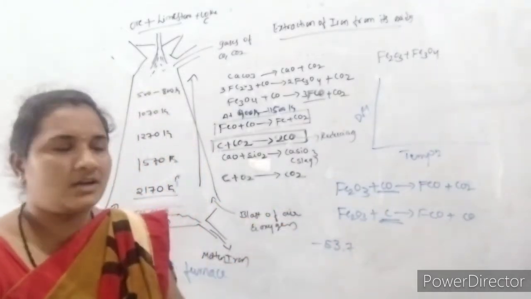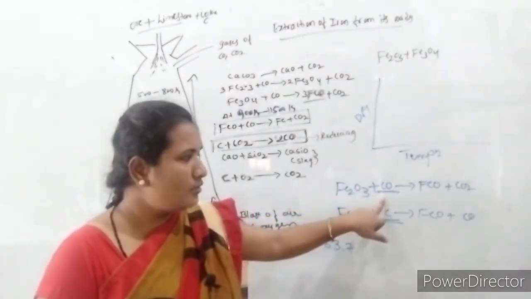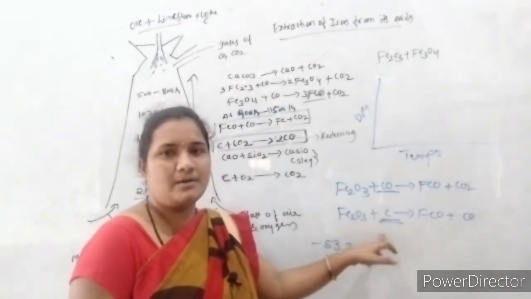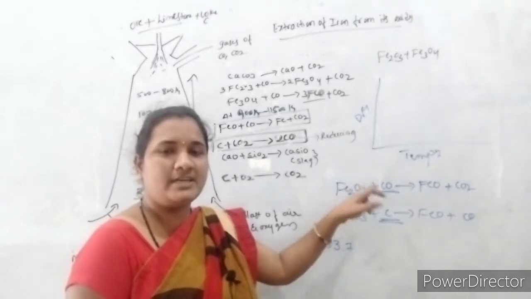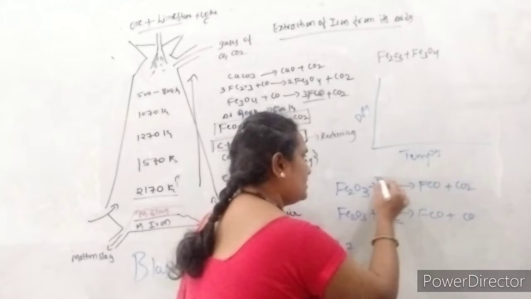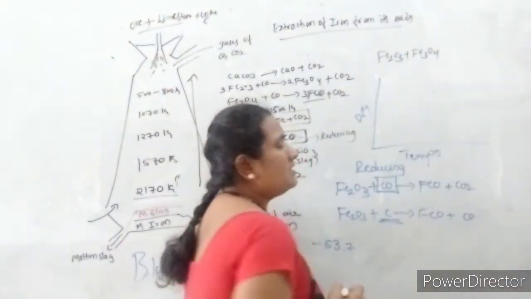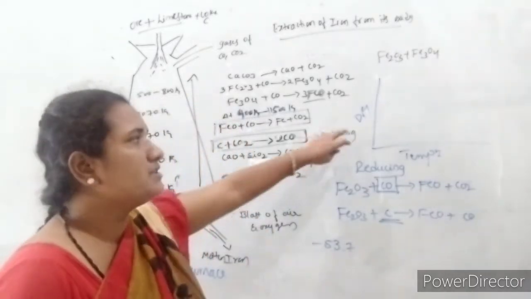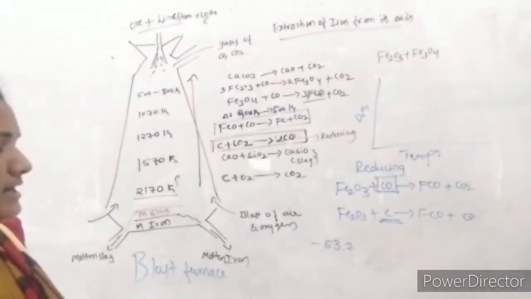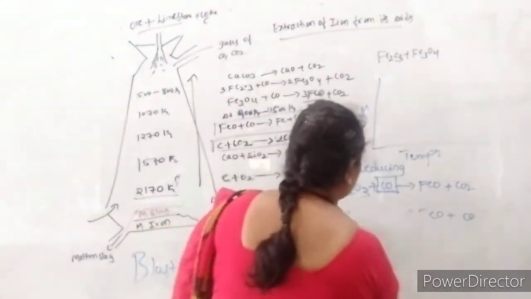ore instead of carbon or coke, because it has a more negative delta G value compared to carbon. That's why carbon monoxide is used as a good reducing agent to reduce the hematite ore. This should be determined with the help of the Ellingham diagram, which was already explained in the last video, so you can go through that to get the reasons.